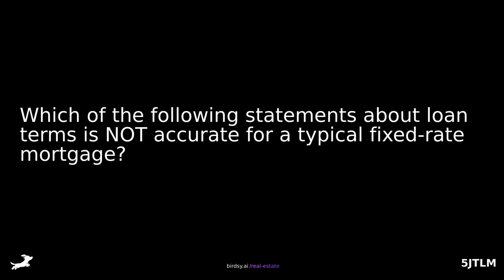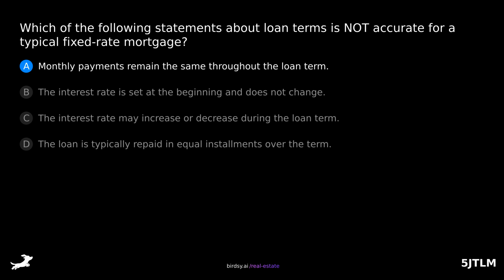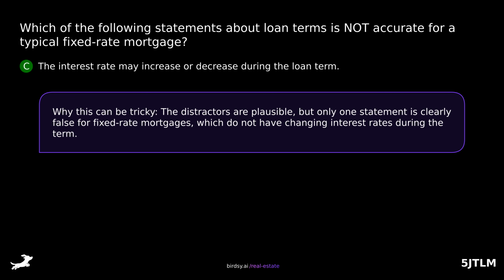Which of the following statements about loan terms is not accurate for a typical fixed-rate mortgage? Is it A. Monthly payments remain the same throughout the loan term, B. The interest rate is set at the beginning and does not change, C. The interest rate may increase or decrease during the loan term, or D. The loan is typically repaid in equal installments over the term? The correct answer is C. The interest rate may increase or decrease during the loan term. Why this can be tricky? The distractors are plausible, but only one statement is clearly false for fixed-rate mortgages, which do not have changing interest rates during the term.